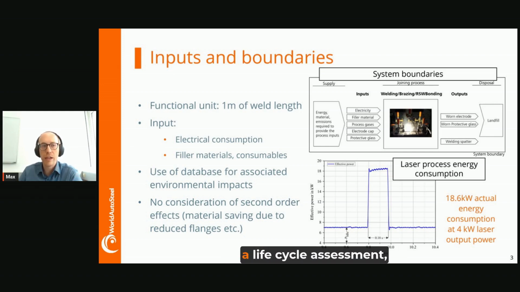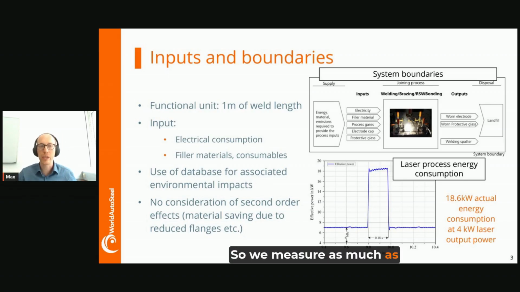If we look at how to do such a life cycle assessment, we first have to define a functional unit. This is basically what we keep constant to compare across the different processes. So here we're choosing 1 meter of weld length to compare between the processes. Then if we look on the top right in the system boundaries, we're interested in assessing the welding process in the middle. So we have several inputs: electricity, filler materials, consumables such as gases, electrode caps, protective glasses. And then we have several outputs, which are, for instance, worn electrodes, and these will go to the landfill.